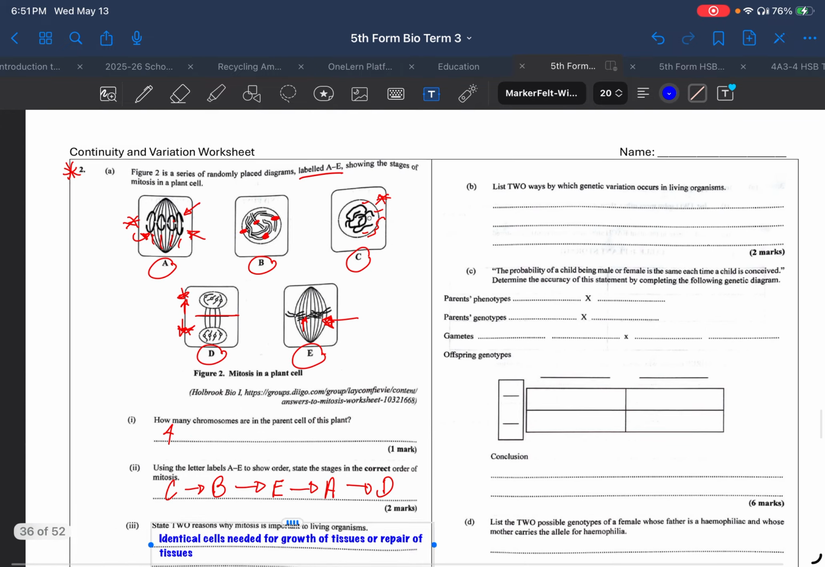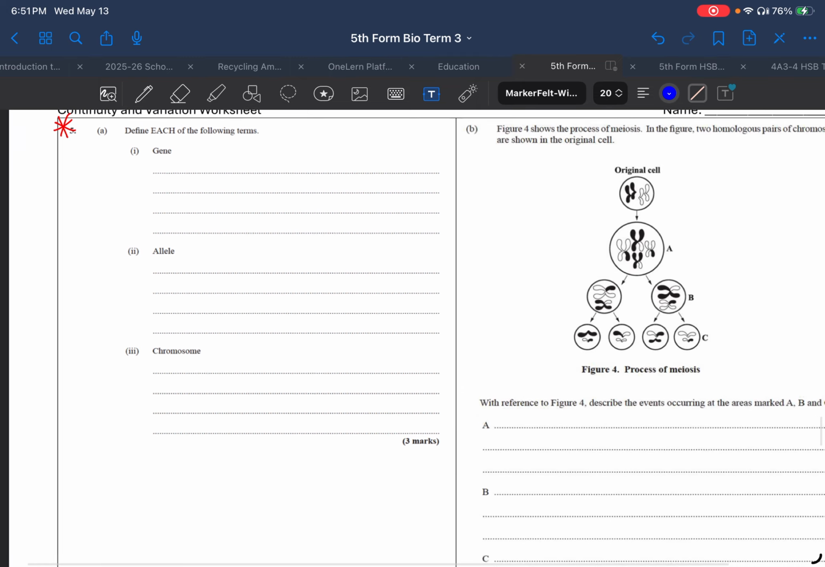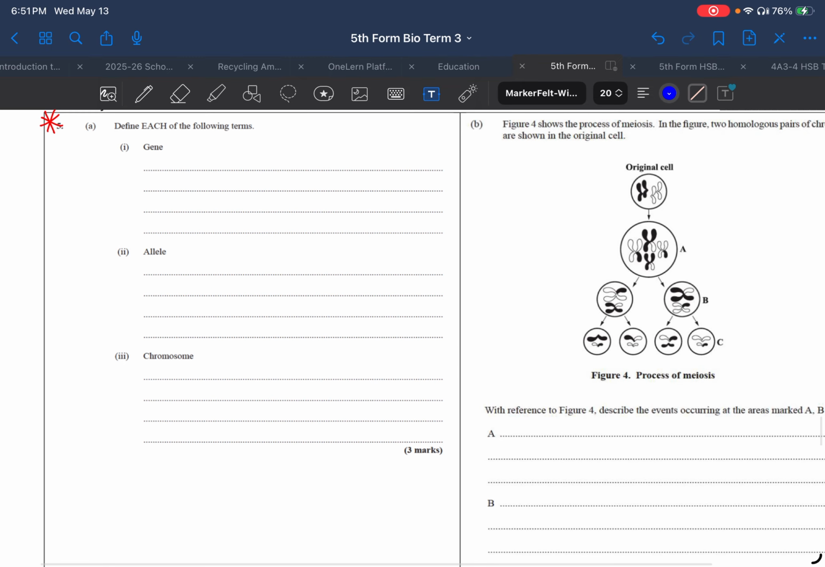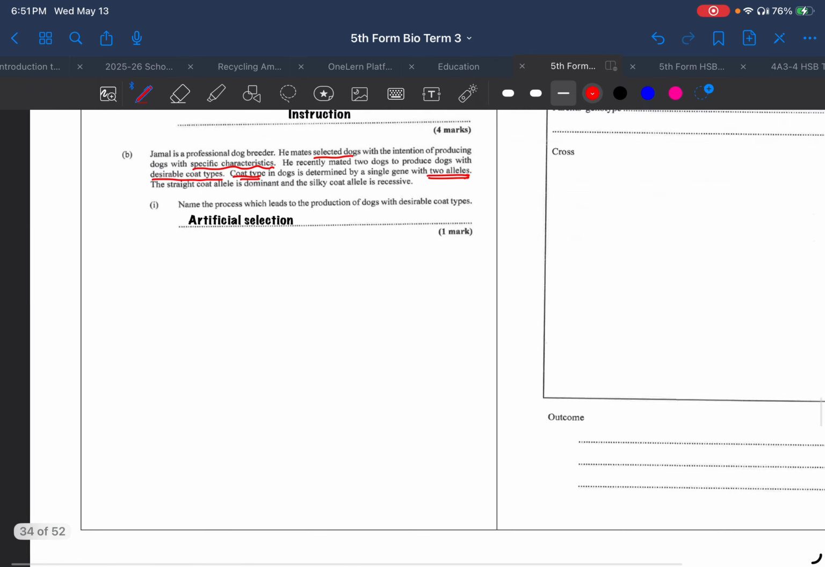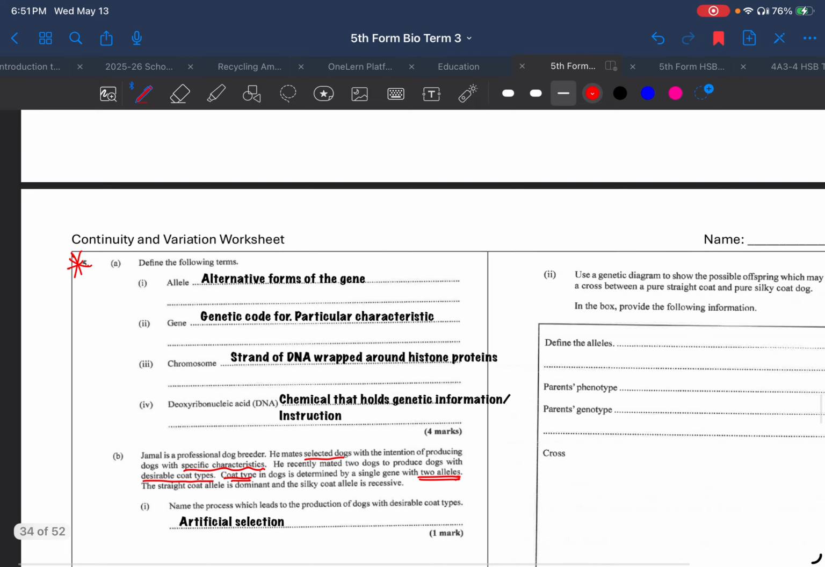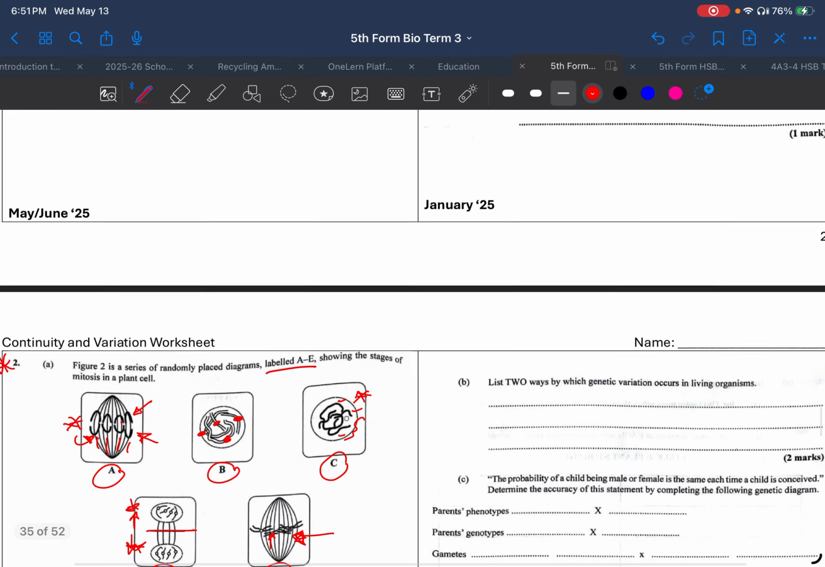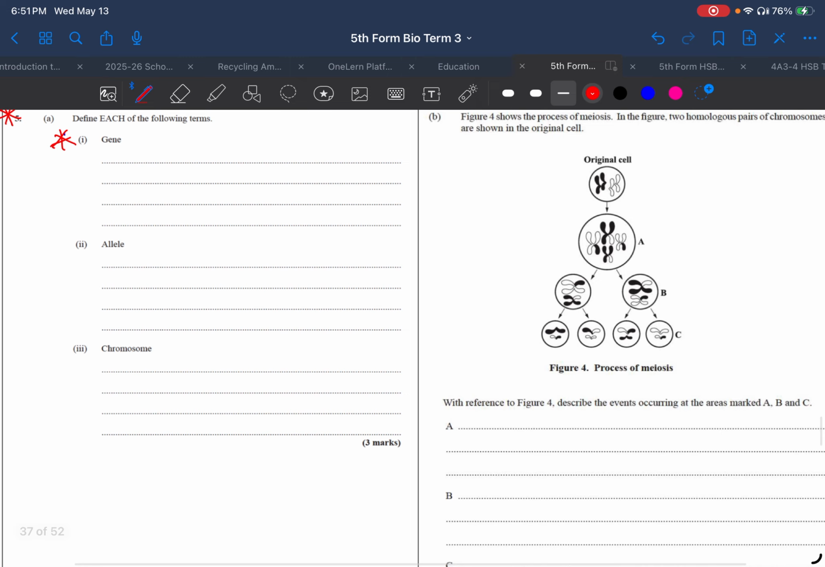Good. Now let's look at this one. Again, definition of gene, which we looked at already. It codes for a specific trait. Let me make sure that we did look at that up above. Yes. A genetic code for a specific trait or characteristic. Allele: different forms of the gene or alternative forms. Chromosome: the strand, etc.